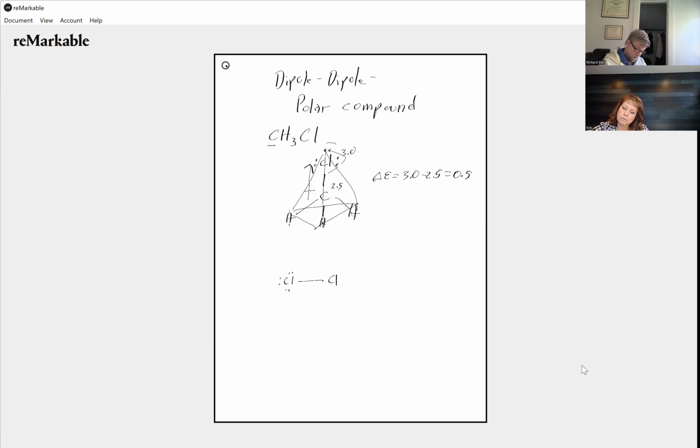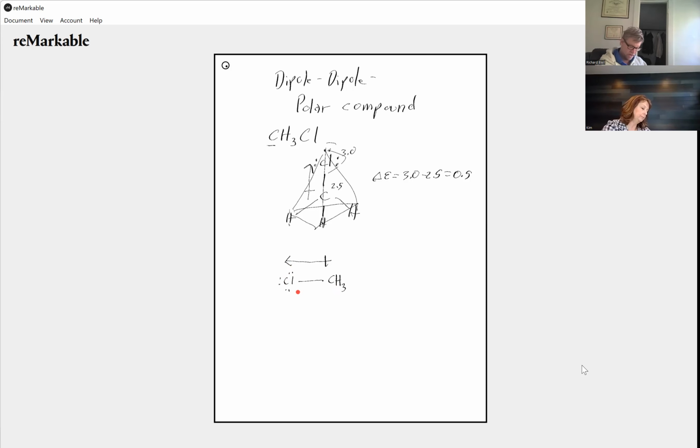Let's put a second methylene chloride next to it. How is that methylene chloride going to orient itself? Is the chlorine going to get closer to the chlorine, or is the chlorine going to want to be closer to the methyl side, the carbon side? Well, remember, that also has a partial negative chlorine, and opposites attract. So the partial negative chlorine will not want to be next to another partial negative chlorine.